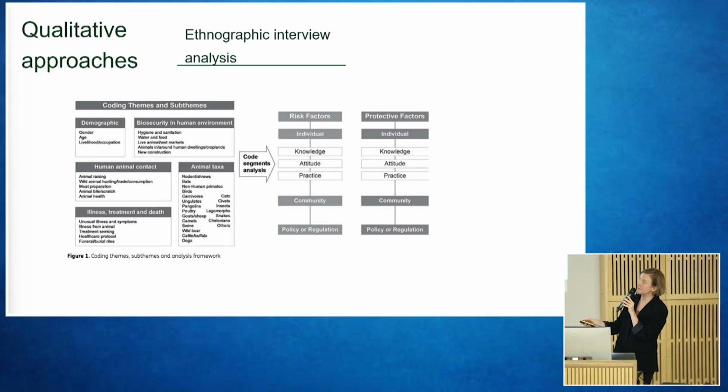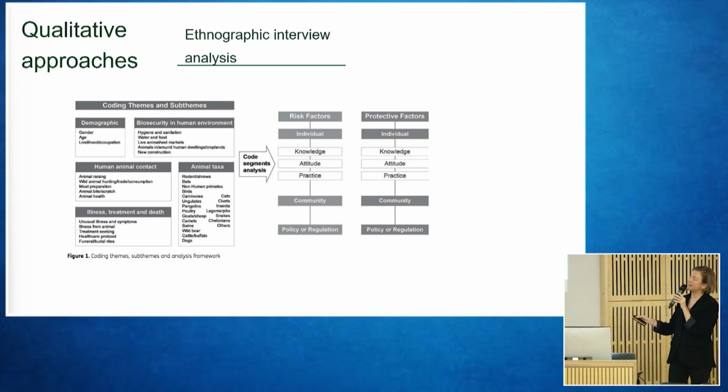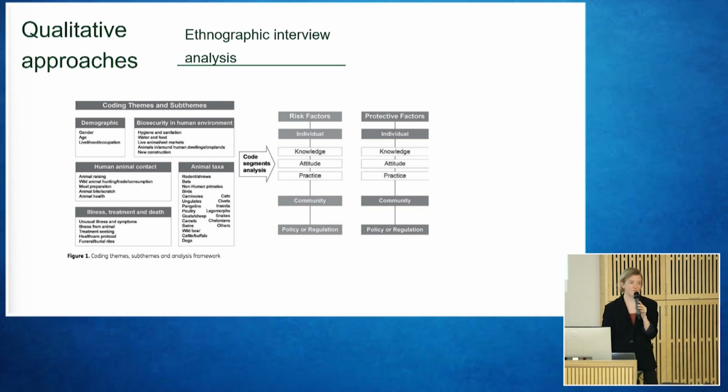These are the codes that emerged as the data was coded. So as the interviews were being transcribed, this is what the researcher wanted to track: mention of animal taxa, animal contact, illness, treatment, and death, demographics, and biosecurity. And then for the code segments, the analysis was placing these codes within risk factors and protective factors. So this was a really great, rigorous coding tree that came out of that research.